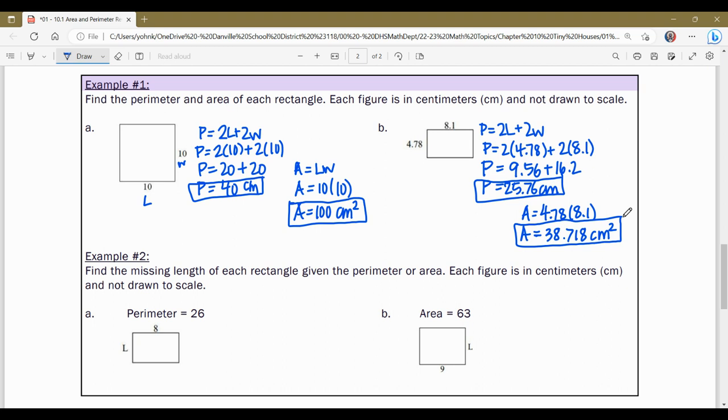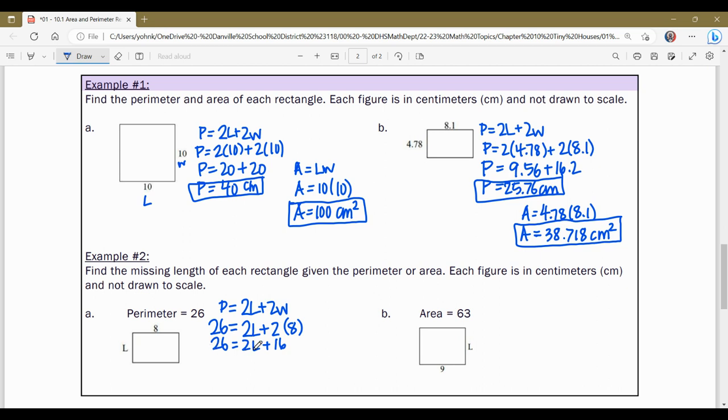All right, let's look at example 2. This time, we're going to find the missing length of each rectangle given the perimeter or the area. Each figure is in centimeters and not drawn to scale. So for instance, in letter A, we know that the perimeter is 26. We also know that the width is 8 and the length is L. So we need to figure out what the length is. Well, we have a formula for perimeter, 2 times the length plus 2 times the width. I can fill in what I know. I know my perimeter is 26, and I know that my width is 8. So this gives me 26 equals 2L plus, and 2 times 8 is 16.